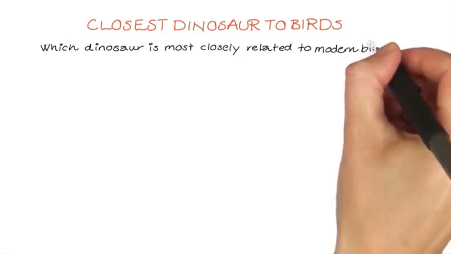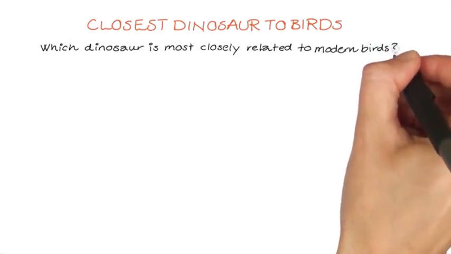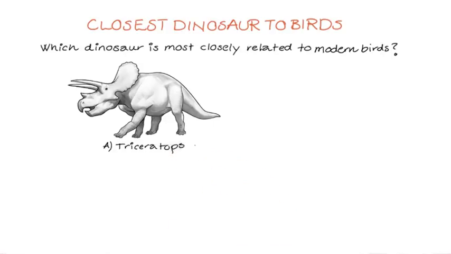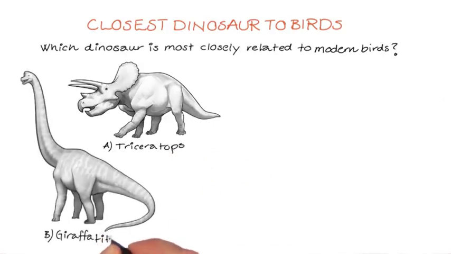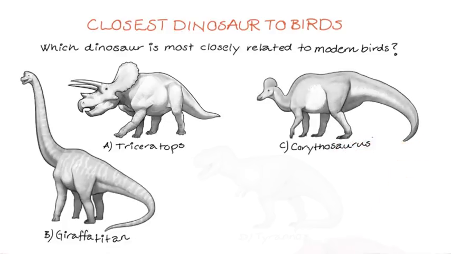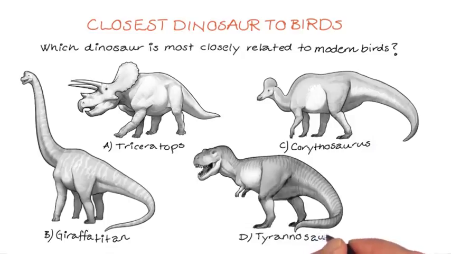Which dinosaur is most closely related to modern birds? A. Triceratops, B. Giraffatitan, C. Corythosaurus, or D. Tyrannosaurus? There is only one correct answer, so make a considered decision.